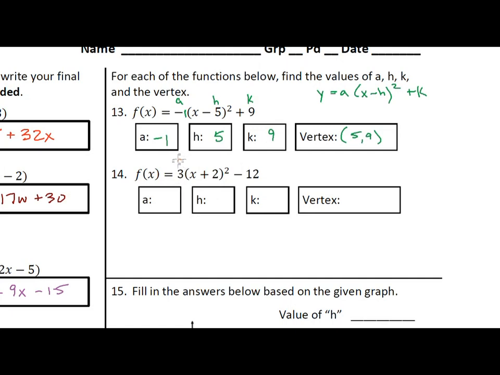Next one, number 14. Here's our a value, here's our h value, here is our k value. Our a value here is +3. Our h value is actually -2, because if you plugged -2 into x minus h, it'd be x minus -2, which would end up showing up as x plus 2. Our k value, the sign does not change, that's -12. And our vertex, again, is just h, k, -2, -12.